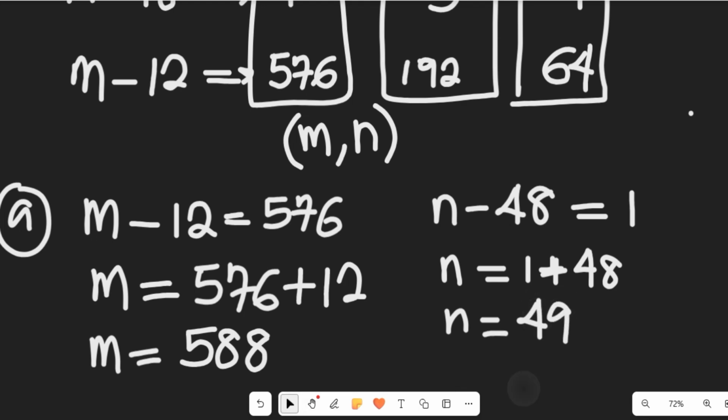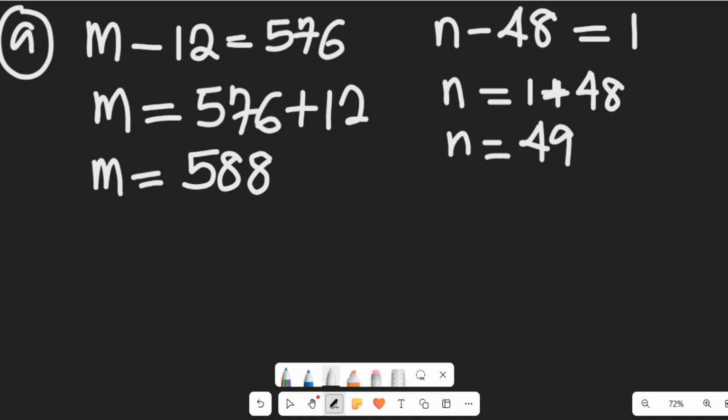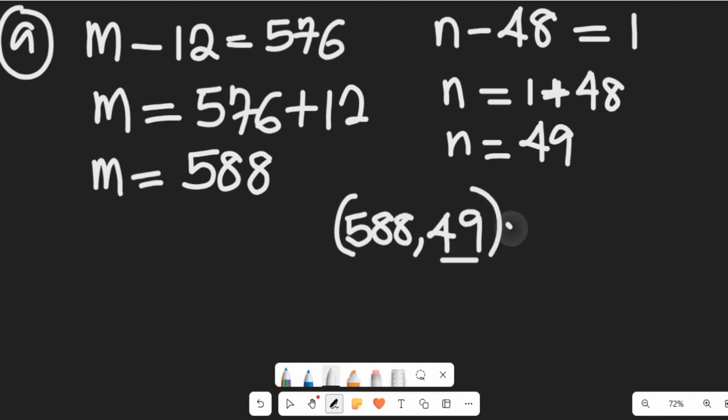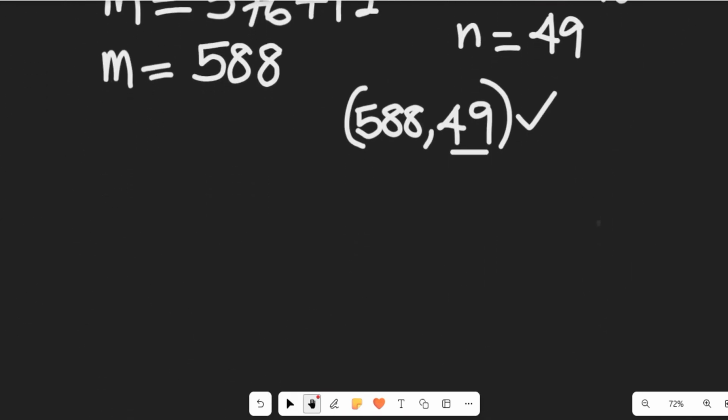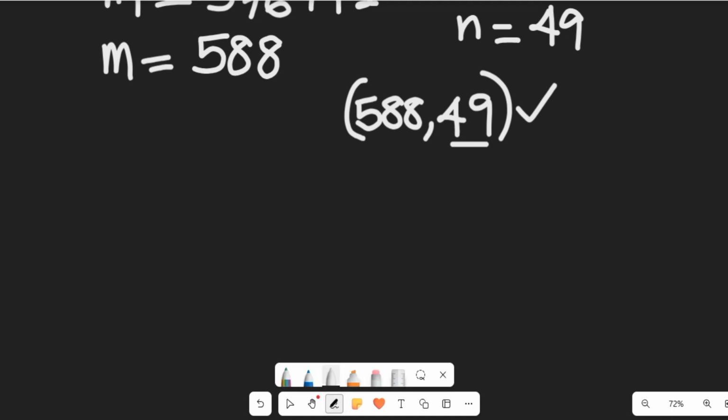So what does that give us? 49. So that means for this pair, if m is 588, then n is 49. So you see that n is an odd number. That means this expression is correct. Now let us check the second pair. The second pair is 3 and 192. That is the second pair.